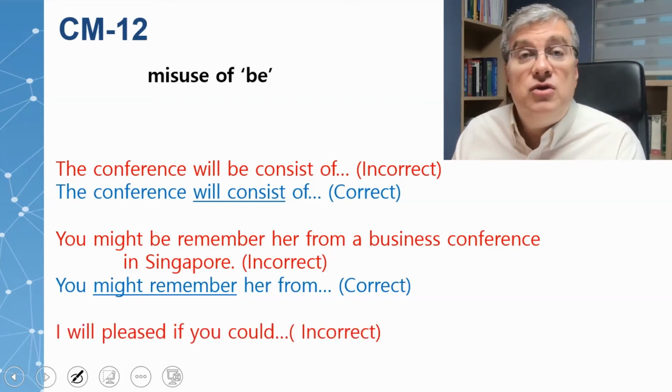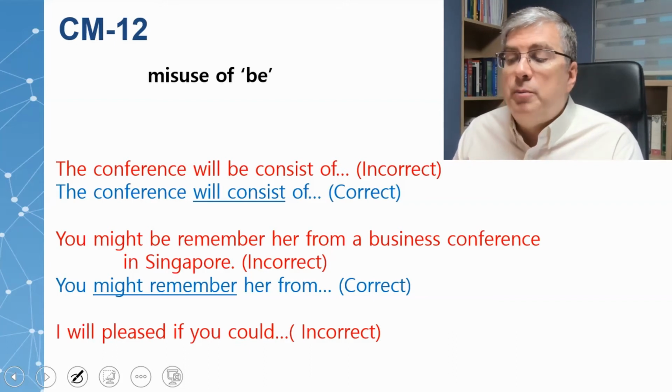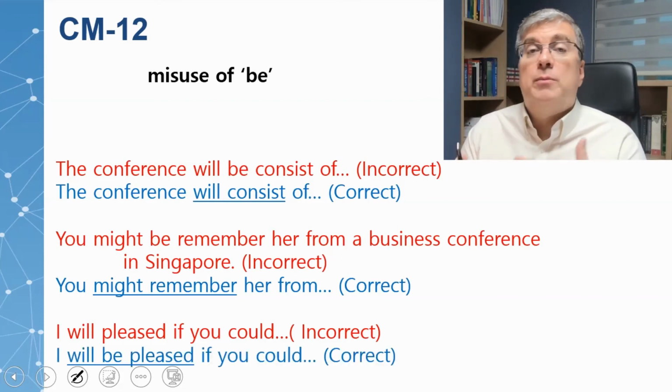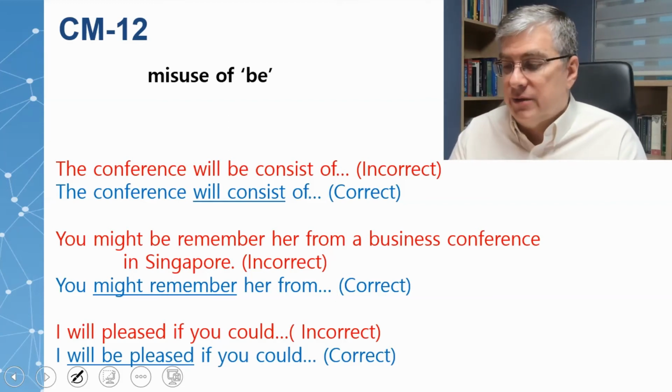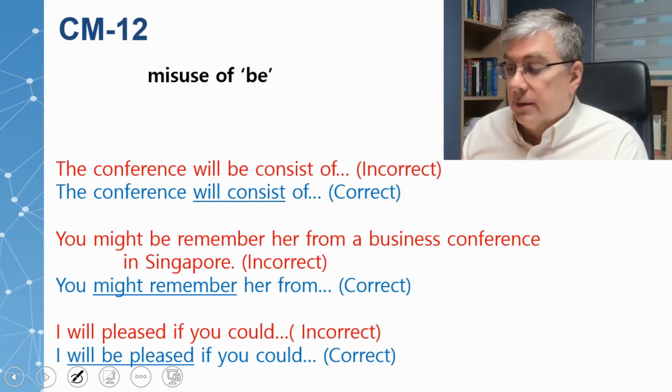However, sometimes you do need be. For example, I saw this in an email recently. I will pleased if you could. In this case, we do need be. I will be pleased, because in the future, I will be pleased, right? If you could meet me on Friday, for example. Okay, so be careful with using be.